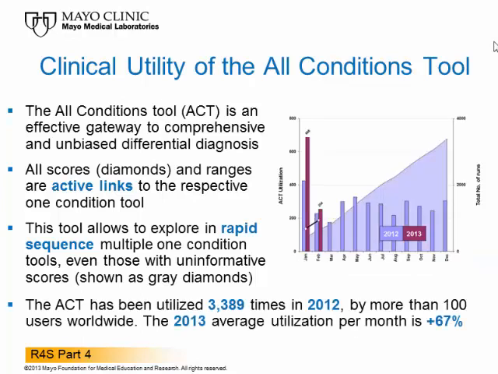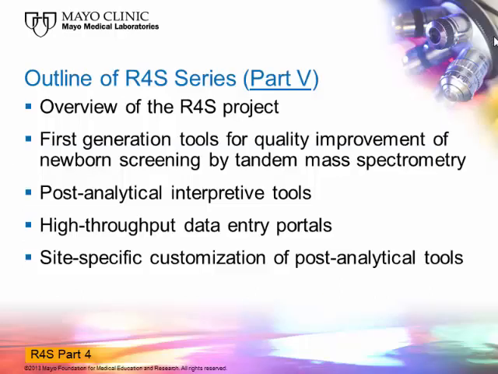The All Condition tool has been utilized 3,389 times in 2012 by more than 100 users worldwide. Similar to the increased awareness experienced with the tool runner, in 2013 the average utilization per month has increased by 67%. This is a conclusion of Part 4 of the R4S series of Mayo Medical Laboratories Hot Topics.